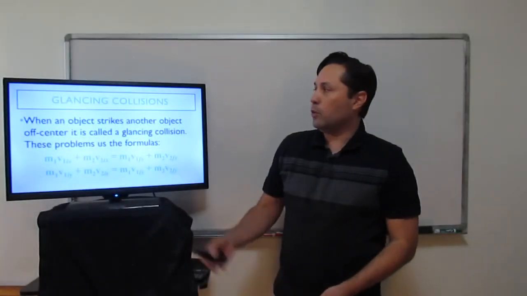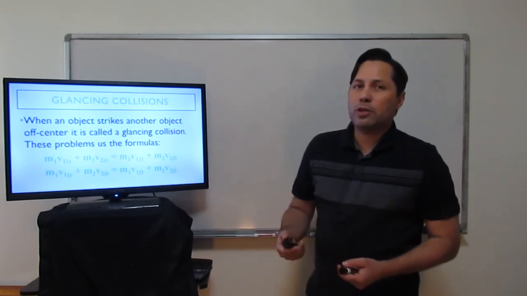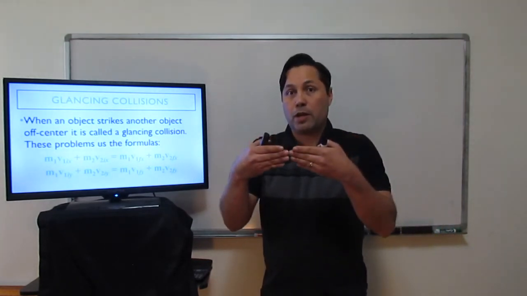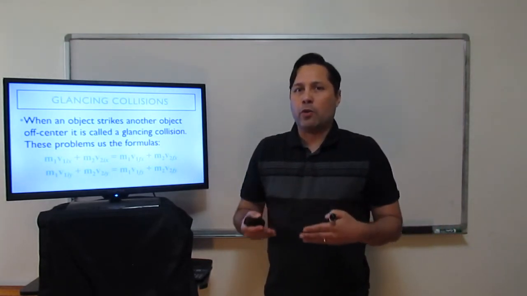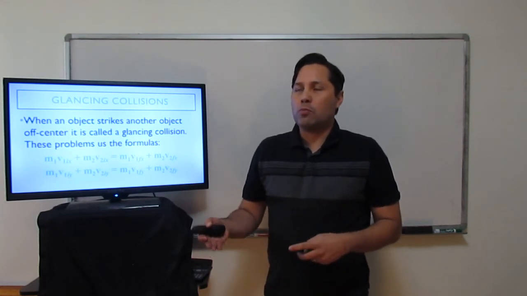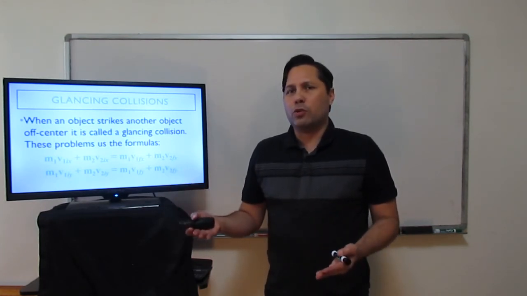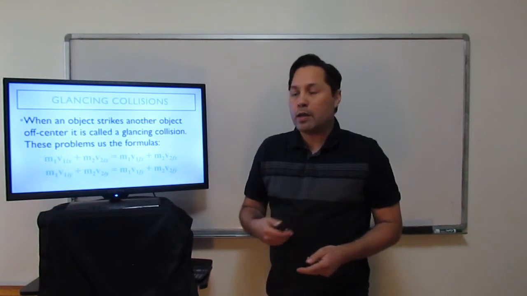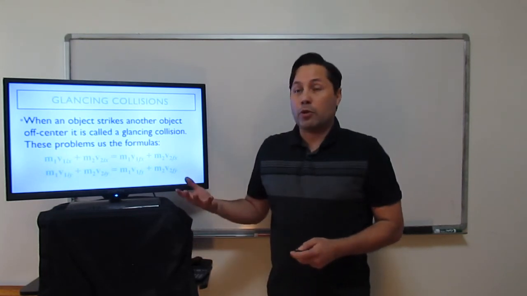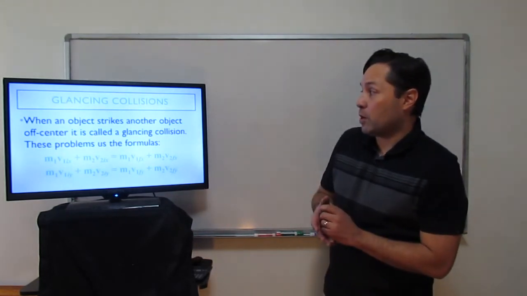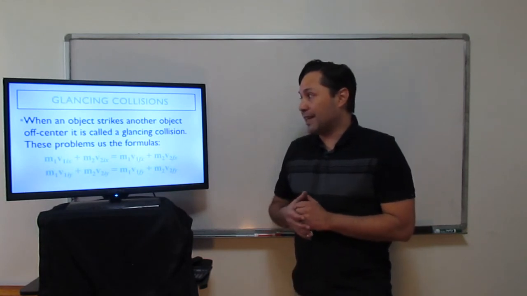Up next for us, we're going to look at glancing collisions. These are collisions that happen when the objects are not in a straight head-on collision. They're a little bit at an angle, and that's going to create essentially two-dimensional motion where you have an X and Y. That's a more common collision. Or it says when an object strikes another object off-center, it's called a glancing collision.